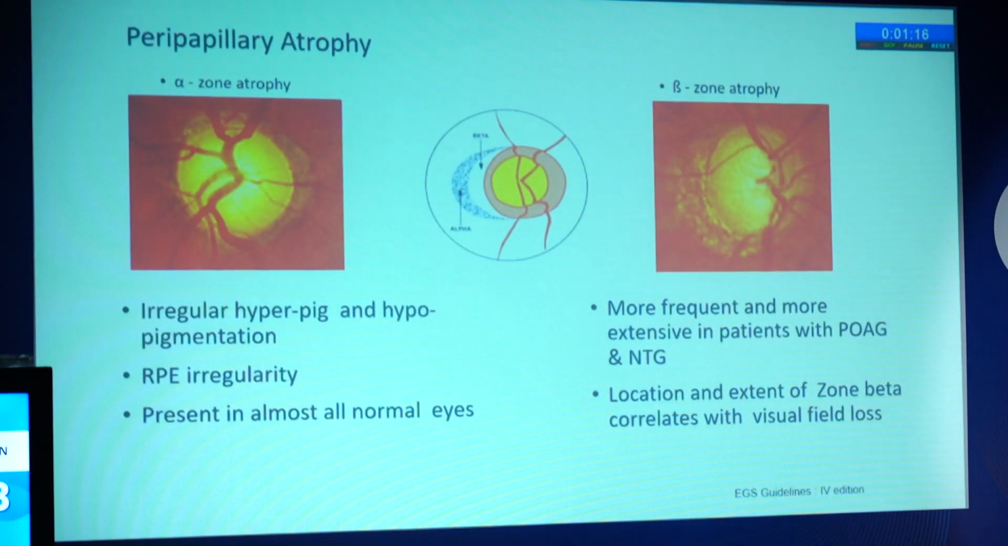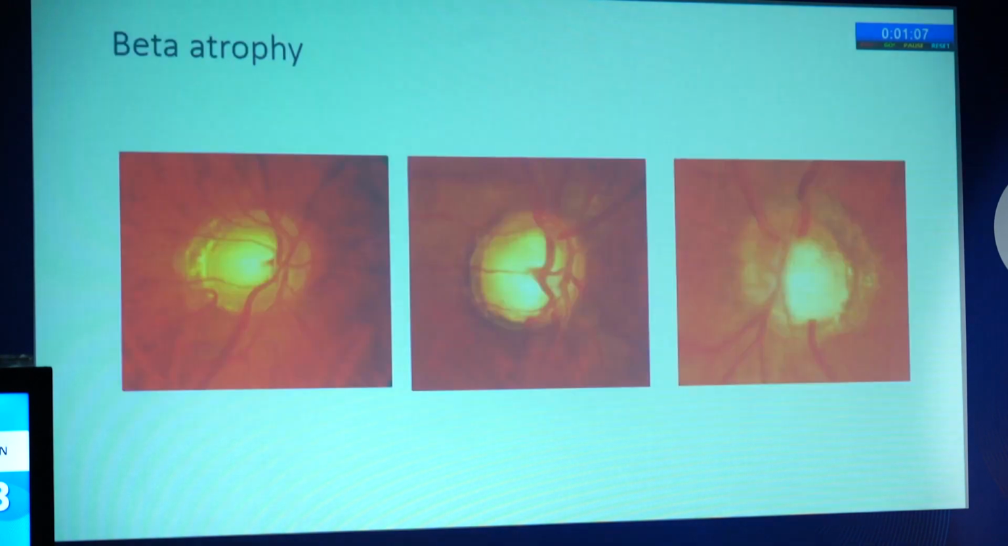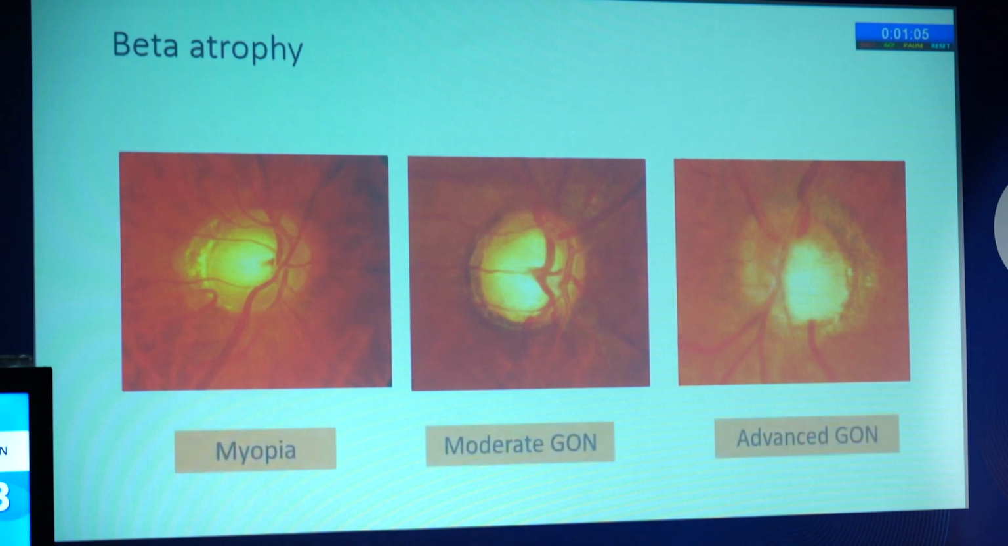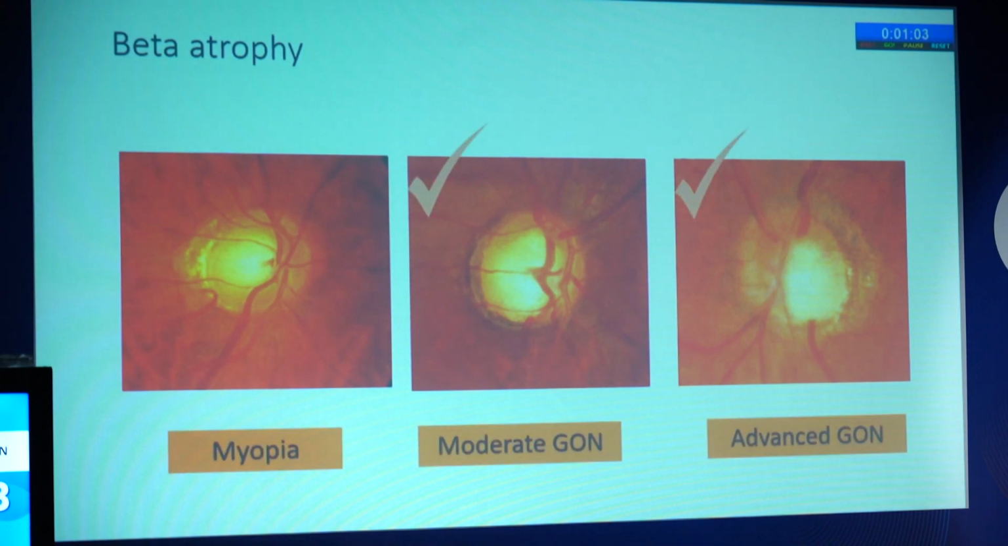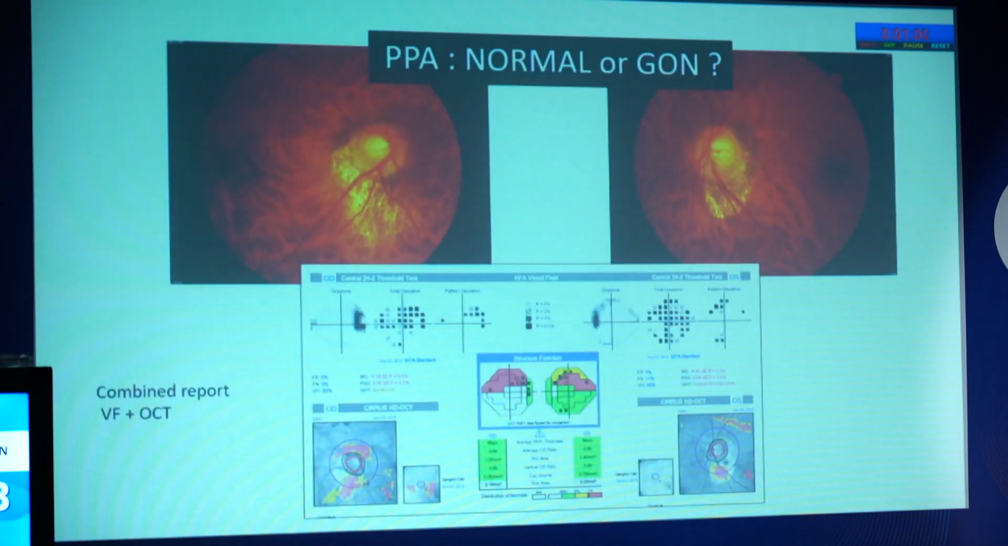Peripapillary atrophy: alpha zone atrophy is common and seen in almost all normal patients, but beta zone atrophy can be seen in patients with POAG and NTG, and it corresponds with the visual fields. So this is the beta atrophy which is seen in myopia. This is moderate glaucoma and advanced glaucoma. This is normal peripapillary atrophy. If you see the visual field and OCT, you can make out that the OCT also shows thinning, and the visual fields show an enlarged blind spot, but this is because of the inferior peripapillary atrophy and definitely not glaucoma.